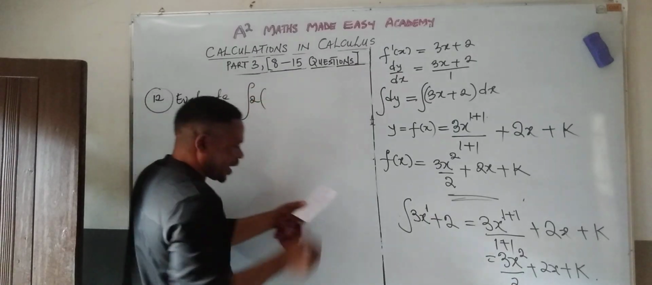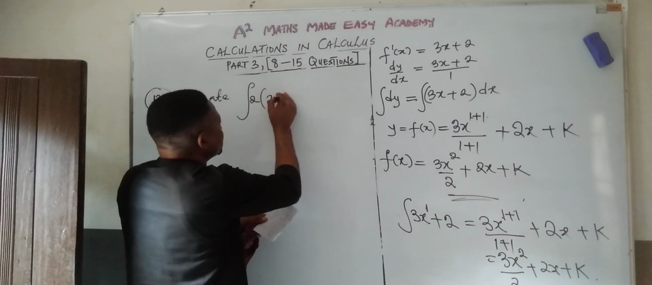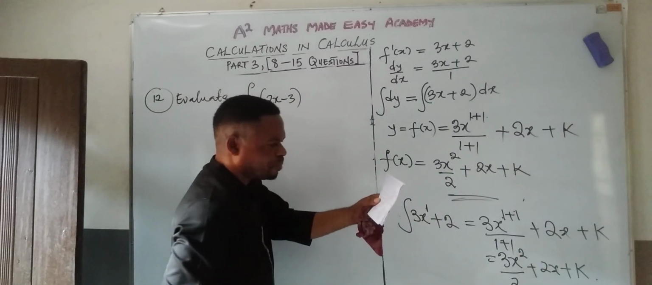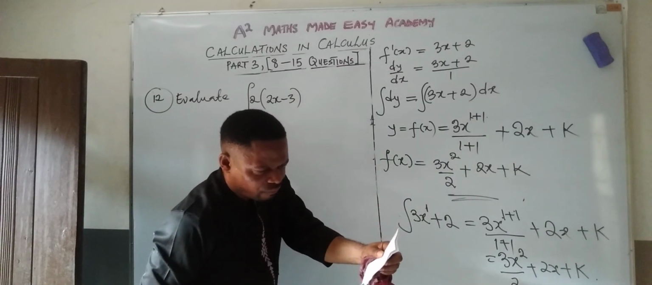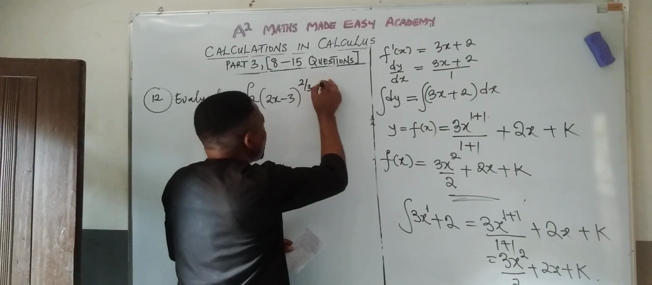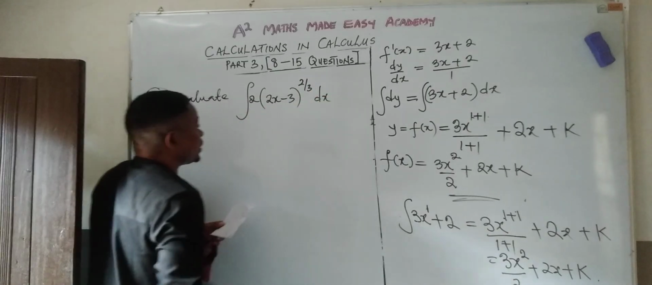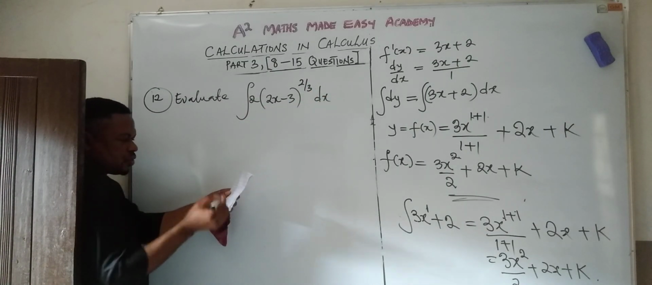The integral of 2 brackets. What do you have? 2x minus 3 raised to the power of 2 over 3 under what? Dx. Now the options say, look up.